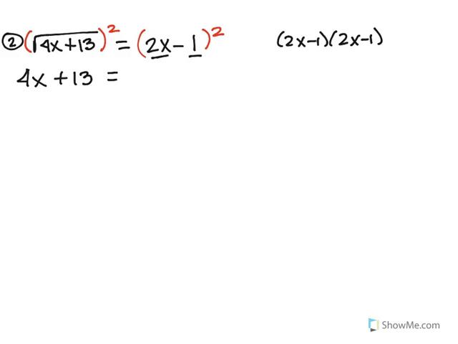So 2x times 2x is 4x squared. 2x times negative 1, negative 2x. Then we got negative 1 times 2x is another negative 2x. And negative 1 times negative 1 is positive 1. Do y'all see that?